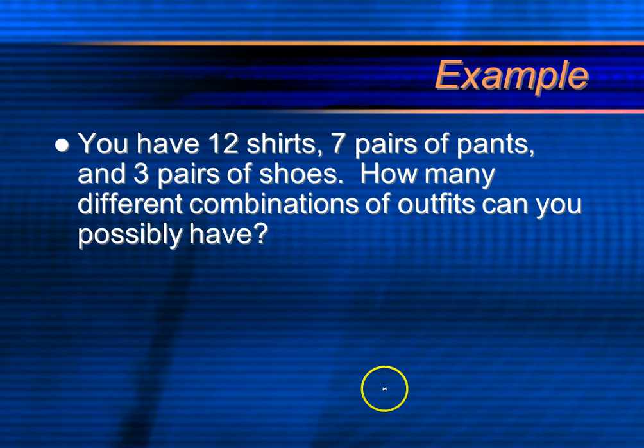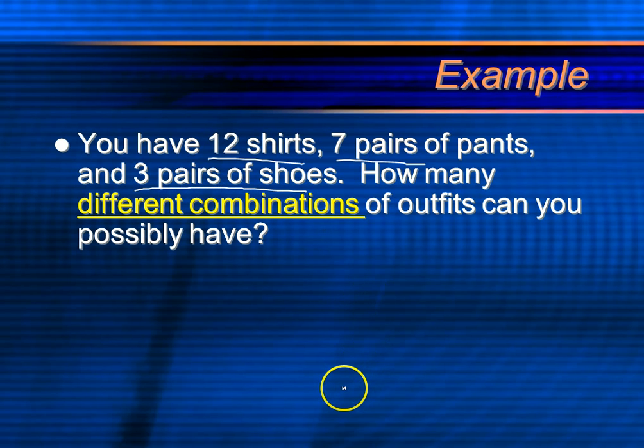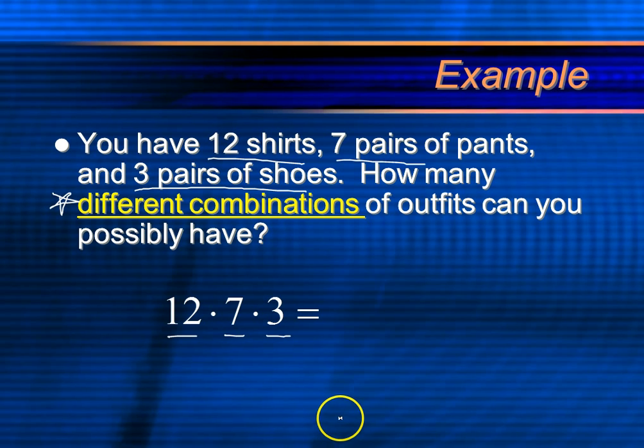Our example for that is you have 12 shirts, 7 pairs of pants, and 3 pairs of shoes. How many different combinations of outfits can you possibly have? Well, I have 12 shirts, 7 pants, and 3 shoes. All you do is multiply your options. So 12 times 7 times 3, there's 252 different options or combinations. You can say options or combinations, it doesn't matter right now.